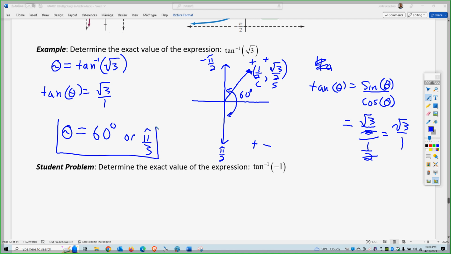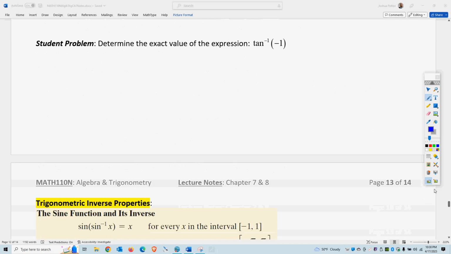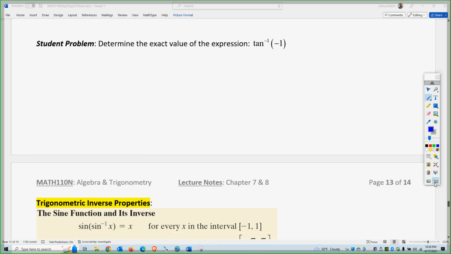Okay, all right, pause the video. Try the student problem for yourself. Okay, so when does the tangent inverse equal -1? Or what angle will give me tangent inverse of -1? So essentially, a tangent of one angle is going to give me -1 over 1, right? So what is that angle?